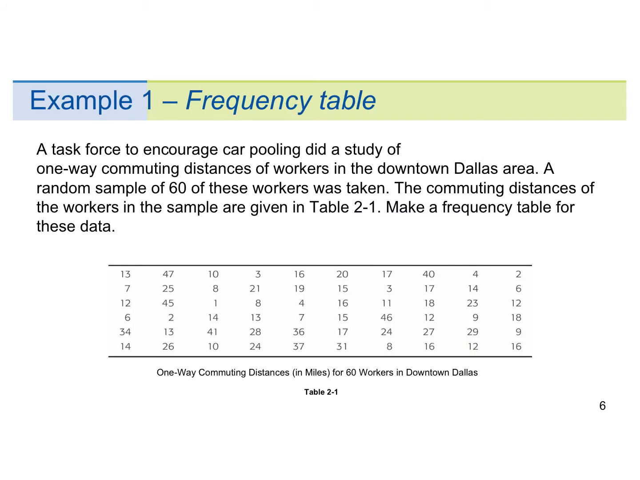Okay, so here we go. Example 1. A task force to encourage carpooling did a study of one-way commuting distances of workers in the downtown Dallas area. A random sample of 60 of these workers was taken. The commuting distances of the workers in the sample are given in our table. We're going to make a frequency table for this data.